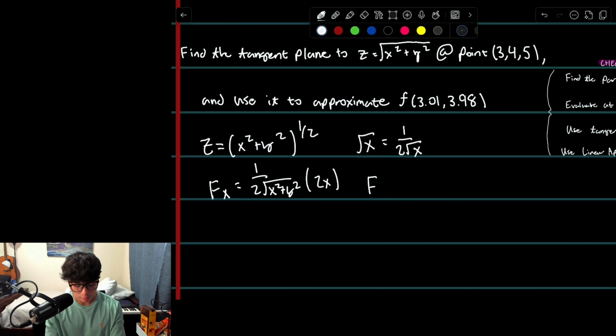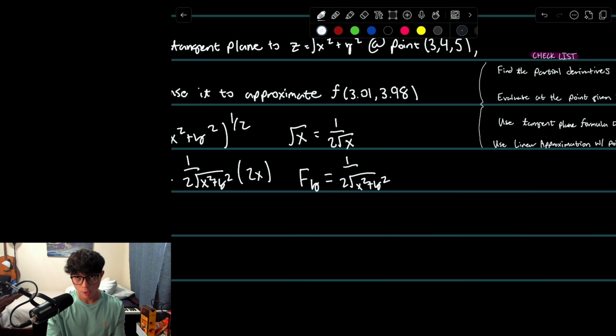Now the same exact thing goes for when we find the partial derivative of f with respect to y, where it becomes 1 over 2 times the square root of x squared plus y squared. But since we're using the terms of y, the x squared disappears, and we just multiply by 2y.